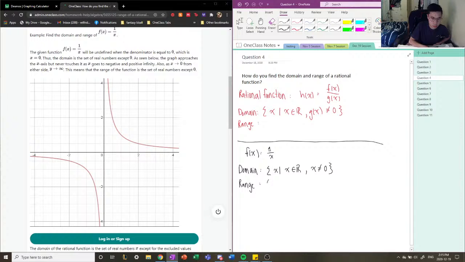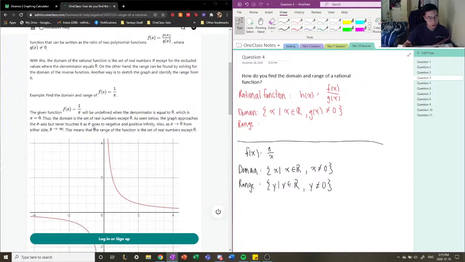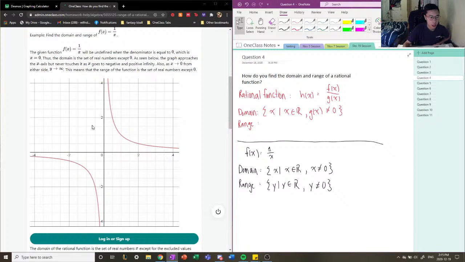It's going to tend towards 0, but it'll never equal 0. So you can see here, by visually graphing it, we're able to ascertain the domain and the range. Other than that, the solution is correct.